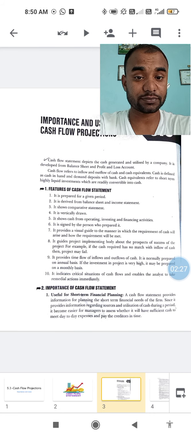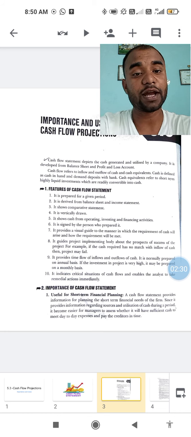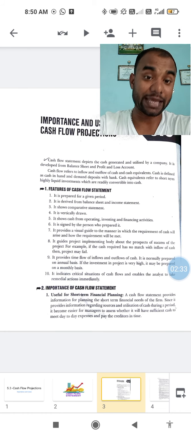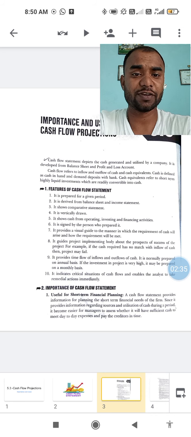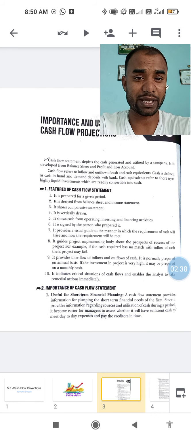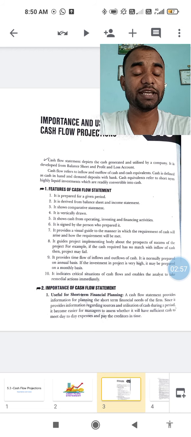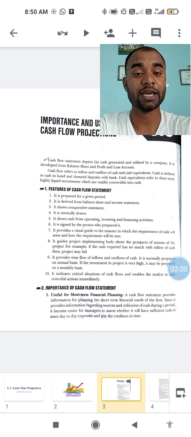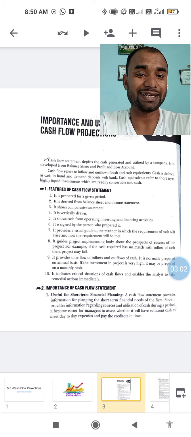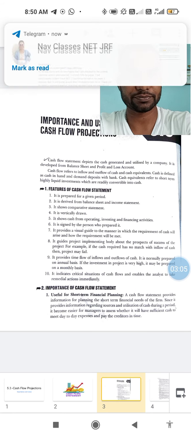Now we have that cash flow refers to inflow and outflow of cash and cash equivalents, which means cash. You know what is cash? Hard cash. And cash equivalents will be things like cash at bank, and some other paper cash, and cheques. All this will be cash equivalents. Demand deposits are also a type of cash. So cash equivalents refer to short-term highly liquid investments which are readily convertible to cash. Suppose you have a cheque, it is also a kind of cash. You can easily convert it into cash. So that is called cash equivalents.